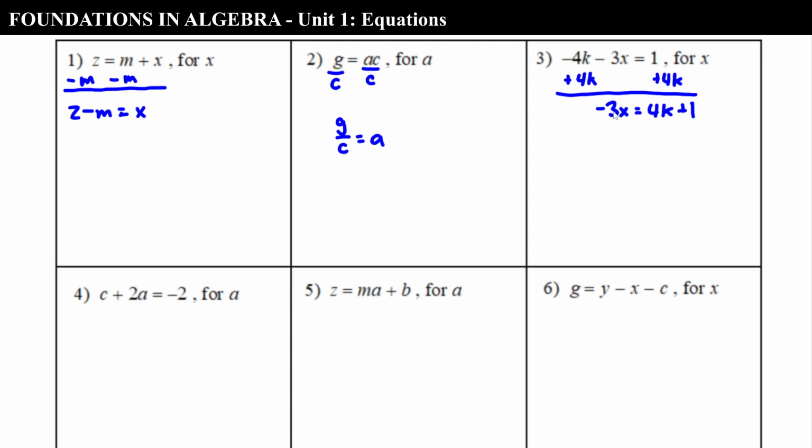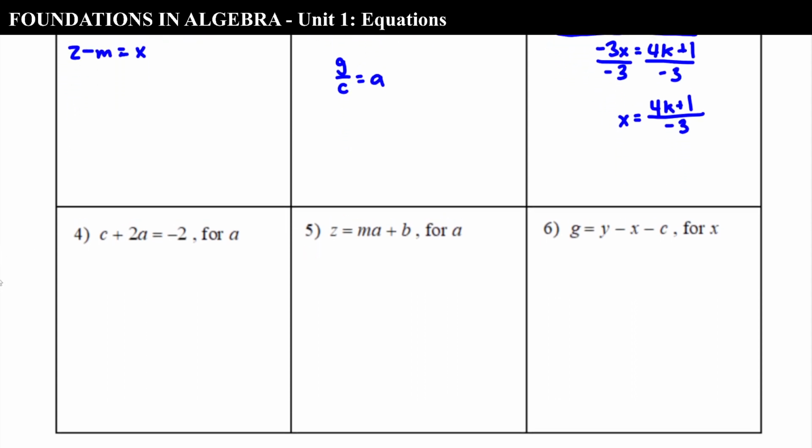Well, we still have this negative 3 attached to the x, so to get rid of the negative 3 that's multiplying by the x, we've got to divide. So you divide each side by negative 3. And remember, everything that's on this side, the 4k plus 1, all of that is getting divided by the negative 3. So this would be your answer. X equals 4k plus 1, all divided by negative 3.